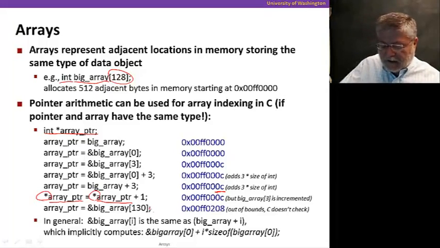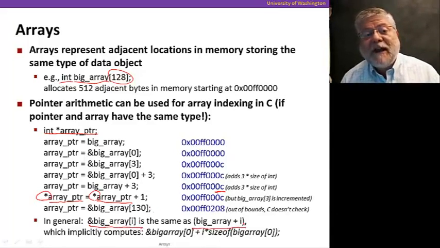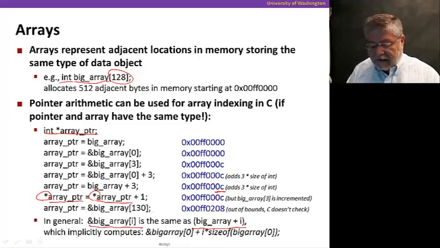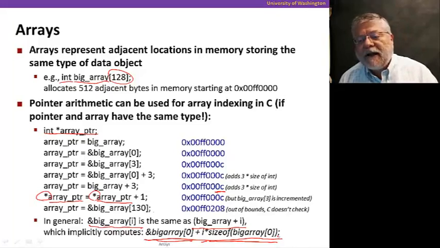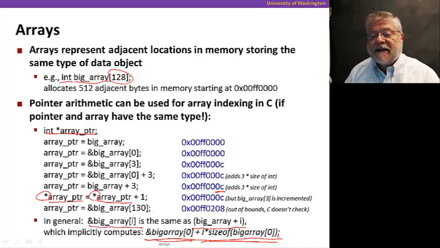Now, the general rule here is that if I have an expression that looks like this, that is the same as saying big array plus I, because just big array by itself is the starting address, and plus I gets multiplied by the size of the element in the array before it's added to that address, so that it implicitly computes this expression, which you'll notice is the same thing, by saying the starting address of the array plus I times the size of the element in the array. Okay, and in C we can use the sizeof function to tell us what size the element of the array is.